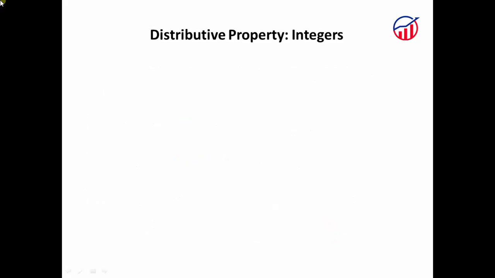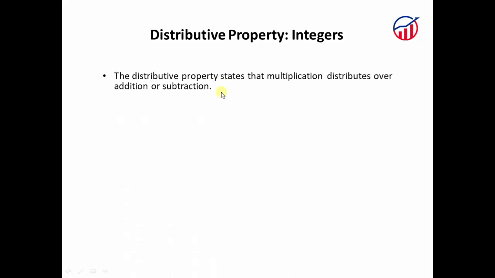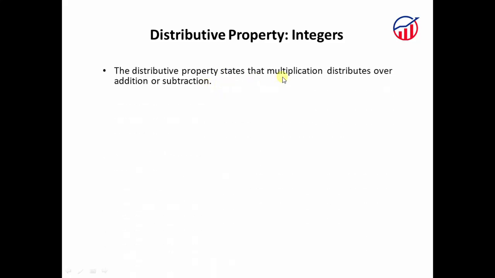The last property of integers that we're going to discuss is the distributive property. So what does the distributive property state? It states that multiplication distributes over addition or subtraction. So let's check out an example of multiplication over addition first. So you can see A into (B plus C) is equal to A into B plus A into C. What does this mean? You multiply A into B first, then the addition, and A into C. So this multiplication is distributing over addition.